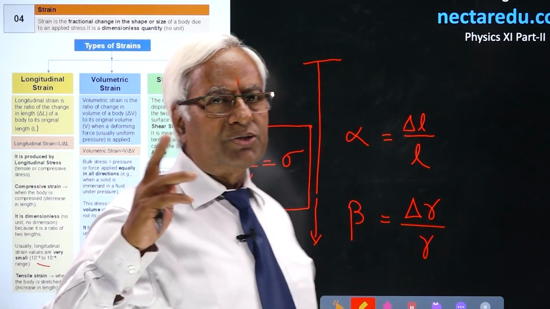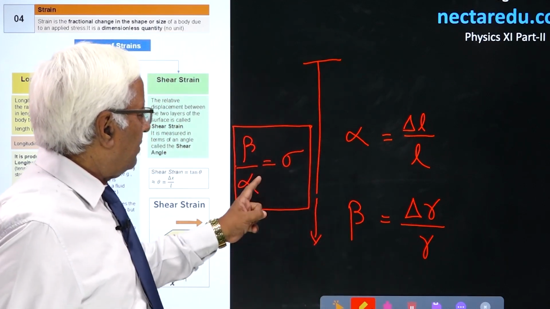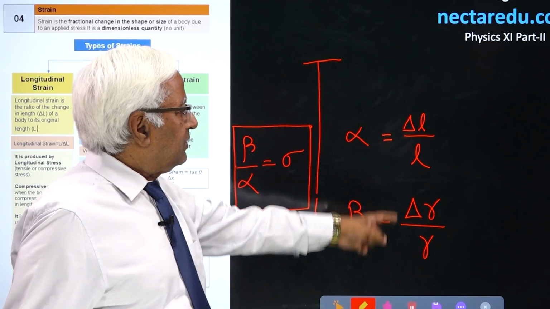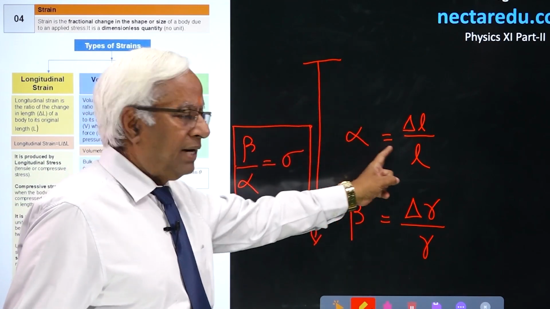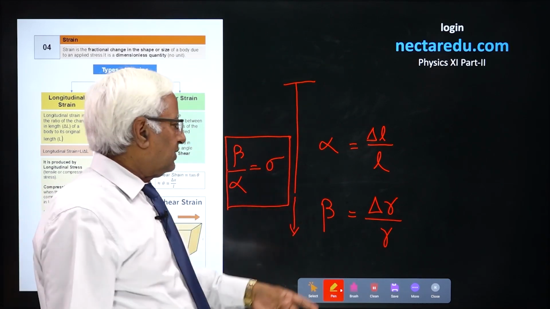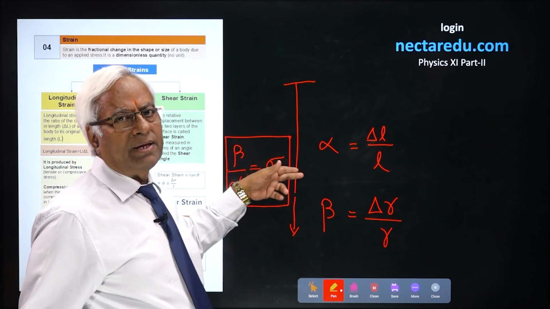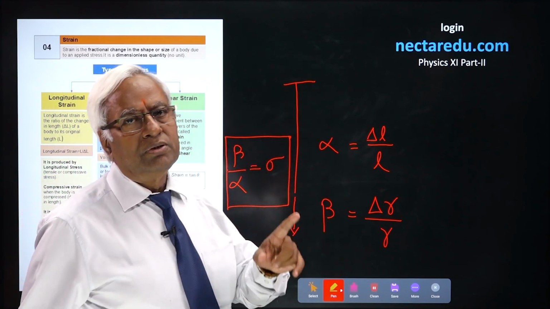Apart from these three strains, longitudinal, volumetric and shearing, you should also be aware of two terms. If length is increasing, it is primary strain. At the same time, radius is getting decreased, this is secondary strain. And the two have a particular ratio named Poisson's ratio.